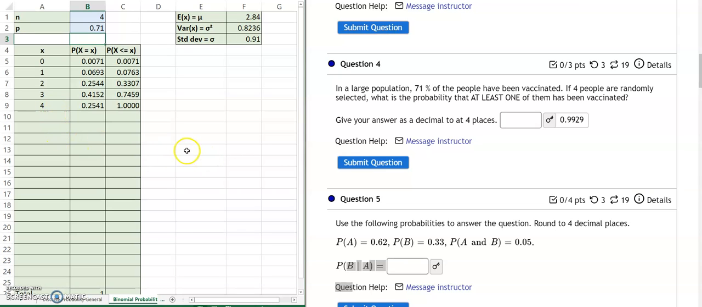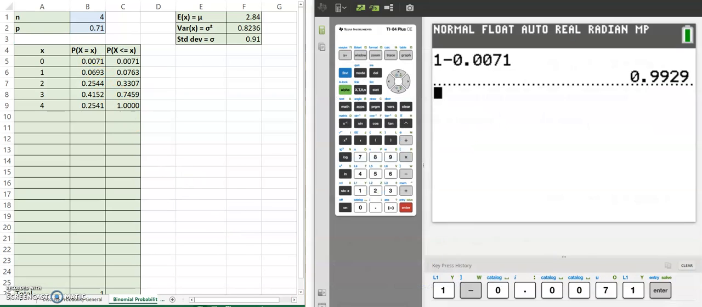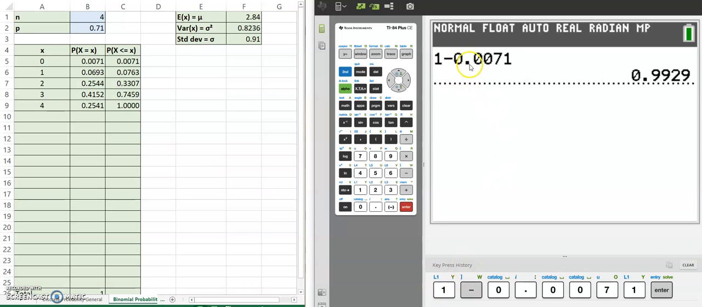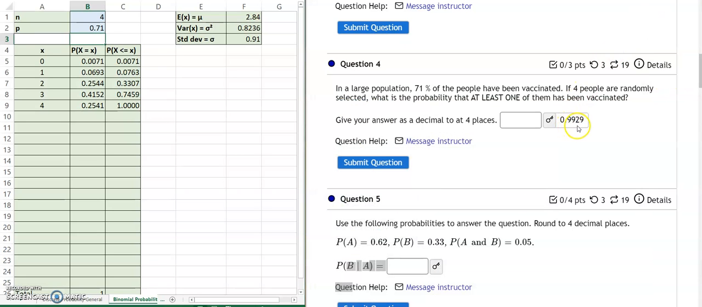So a shortcut way that we can do this is when we see at least 1, we can take the probability of it not happening at all and subtract it from 1. So as you can see here in the calculator, I did 1 minus the probability of it not happening at all and got 0.9929. And if I check the answer that I'm supposed to be getting, that is the answer that I'm supposed to be getting.